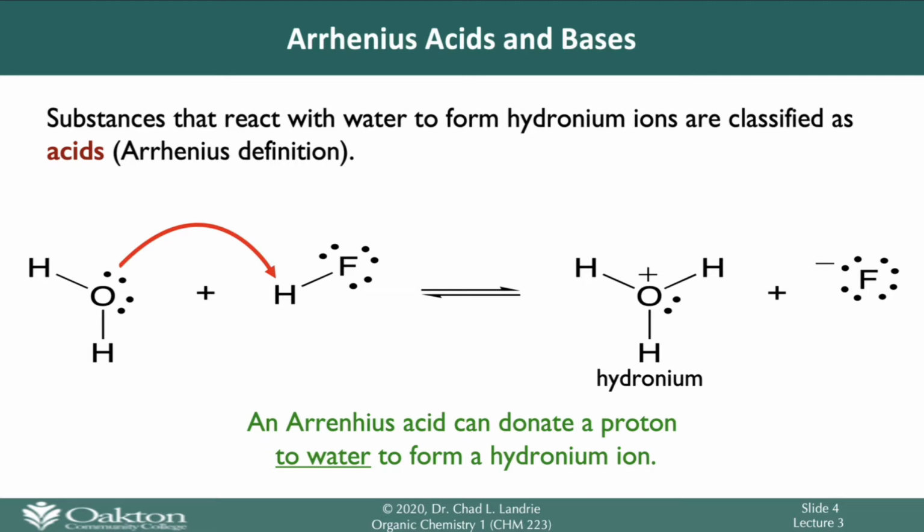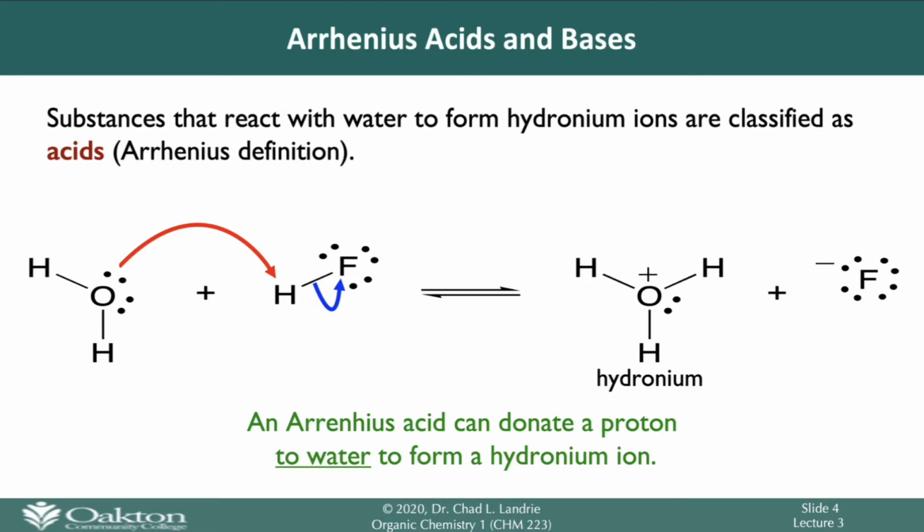Since hydrogen can only have two bonds, its bond to fluorine has to break. And one key concept to keep in mind, whenever bonds break, they always break towards the more electronegative atom. And so the HF bond breaks, and the two electrons in that bond move towards fluorine. So oxygen has gained a bond, and fluorine has gained a pair of electrons. That gives us the hydronium ion and the fluoride ion.